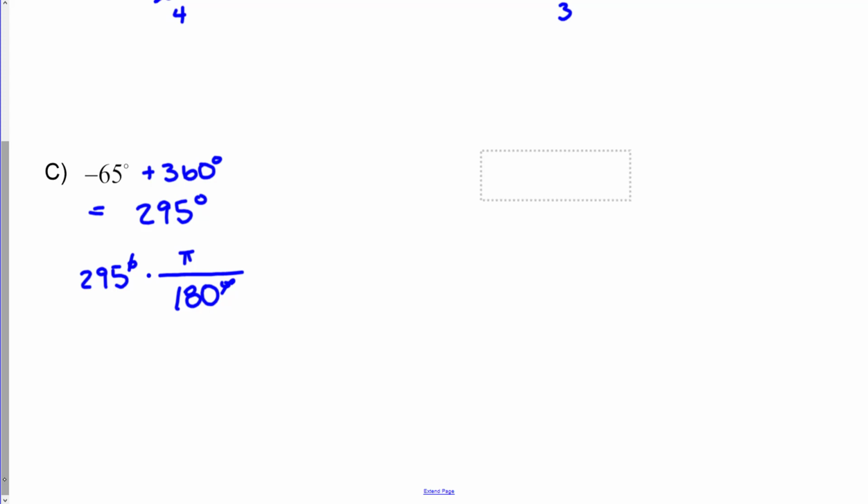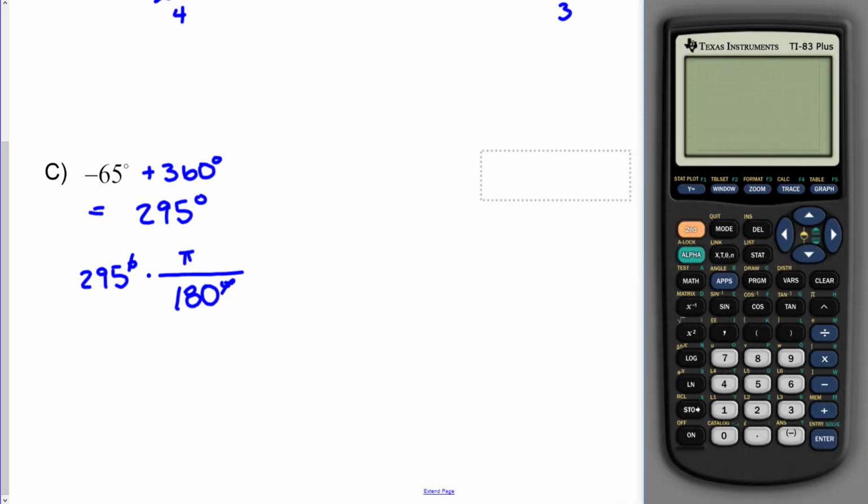I do know both of those would divide by 5. So let's see what happens when I divide those by 5. 295 divided by 5, that's 59. So 59 pi over, and then 180 divided by 5 gives me 36. And that's not reducible. Neither one of those share a common factor. So that is the final answer.